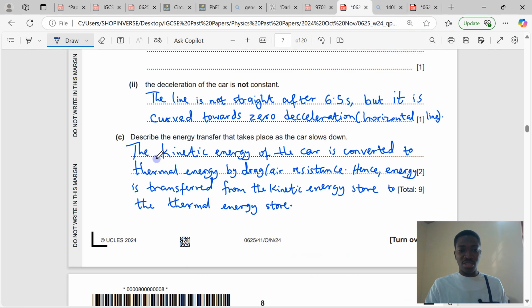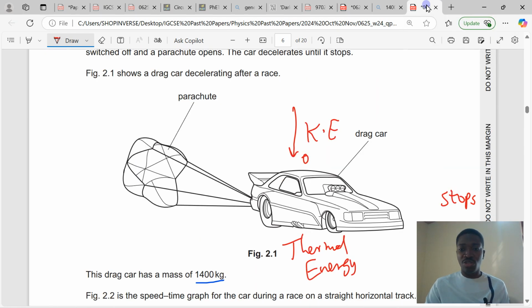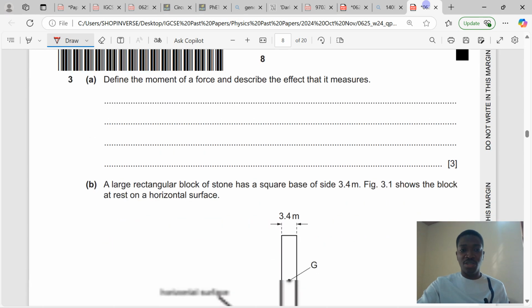So that's why I put in writing here: kinetic energy of the car is converted to thermal energy by drag force. So it is the drag force that does that job. Okay? So energy transfer from kinetic energy store to thermal energy store. That's it. That brings us to the end of number 2. Now we move to question number 3. Please, if you don't understand this number 2 clearly, just watch this part of the video again.